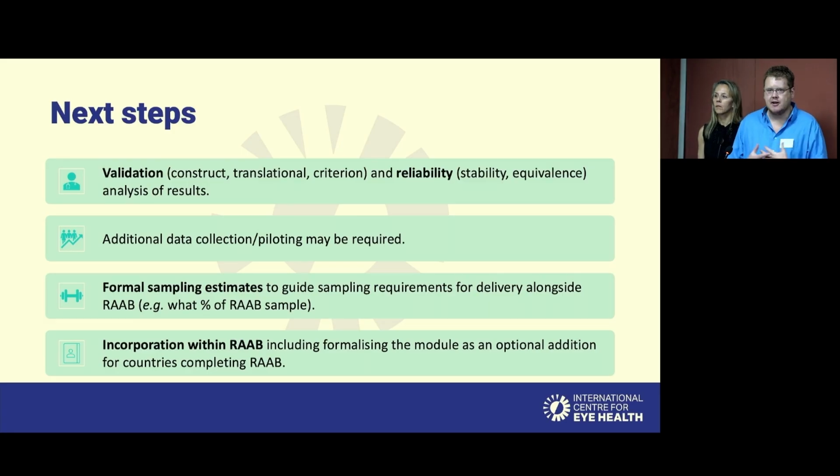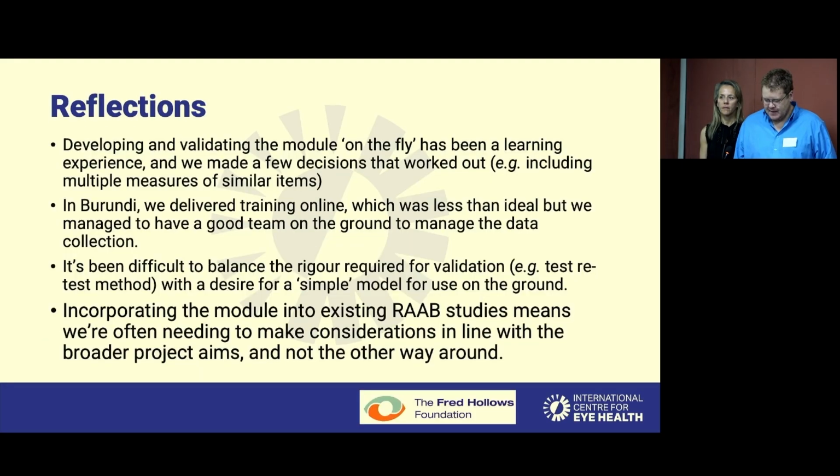Some next steps: we're going to look at the validity of this instrument. So that's what we're still trying to work out. We're going to look at the reliability. We're going to do some more data collection and some more analysis to see how this extends to unpaid work, those in informal labour market sectors, which are really important for us to capture throughout this project. We're also going to look at some formal sampling estimates. So when people are doing RABs, they really want to know how the sample size calculations work, and we want to try and figure out what exactly we need to get and who we need to talk to be confident in these estimates. And again, down the track, we want to incorporate this formally into RAB so that countries can choose it as an optional module.